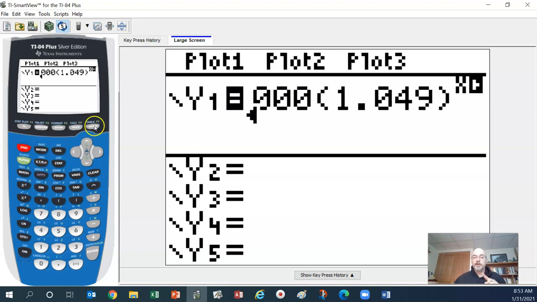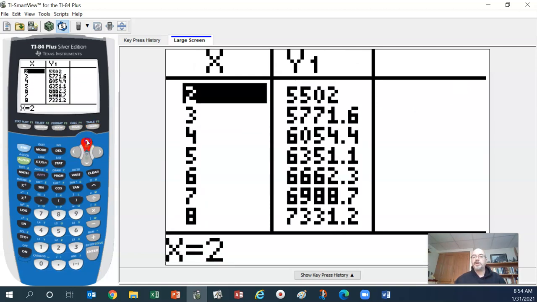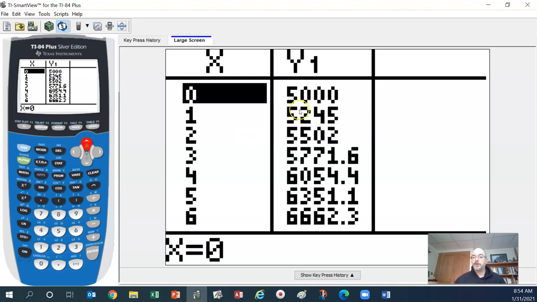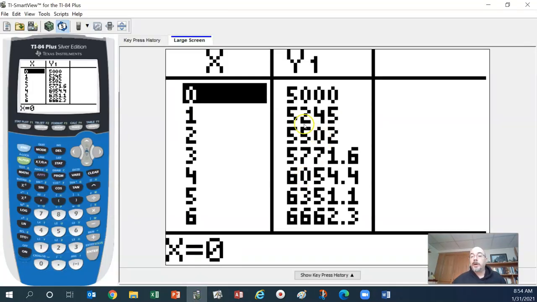Now, second graph is the table, and we're going to start right here at 0 years. So x represents the years. So when you first start, you're at the $5,000. Okay, now 1 year later, ladies and gentlemen, you're at $5,245. 2 years later, again, annually means they're only paying you once a year. At the end of the year, they're going to pay you. So you've got to leave the money in there the whole time, not take anything out. 2 years, you're going to have 5,502.